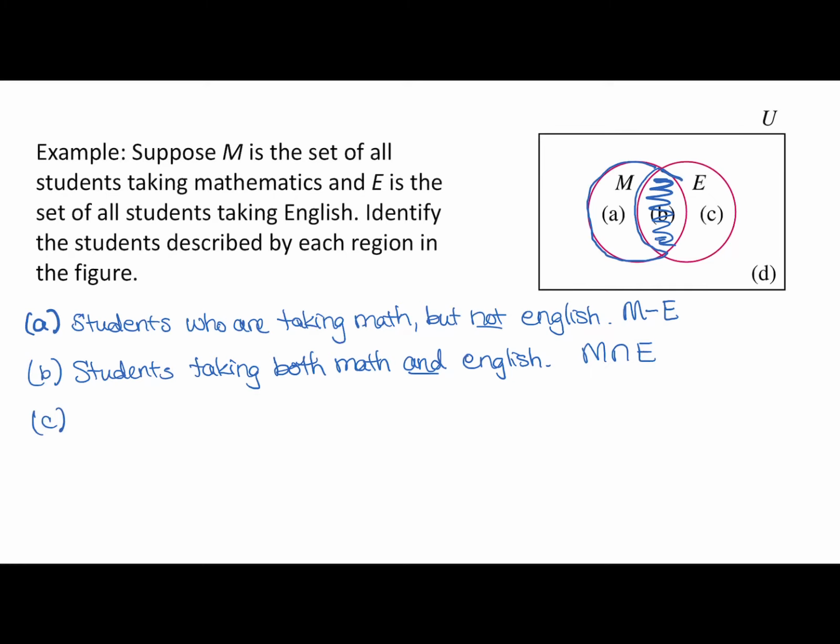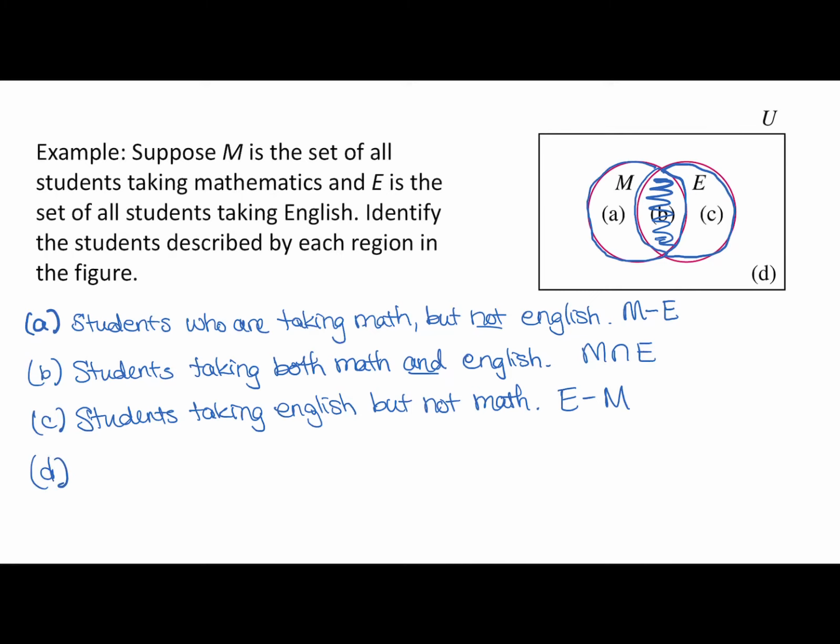C is just the mirror image of what A was. Right now I have students who are taking English but not math. And so that's the complement of math with respect to E, or the set difference of E with M.